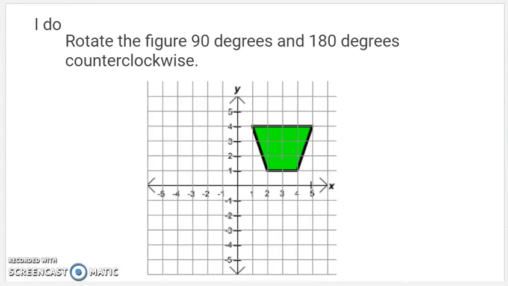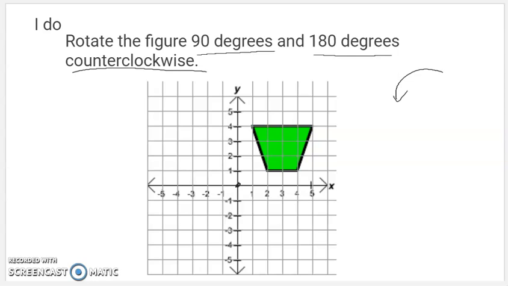Here's a trapezoid, and I'm going to show you how to do it. I'm going to rotate the figure 90 degrees and 180 degrees, and I'm going to go counterclockwise. So counterclockwise is this way. The figure's going to go as though it's connected to the hand of a clock, in that direction. All right, here's how we do it. I'm going to go one point at a time and show you how this works.